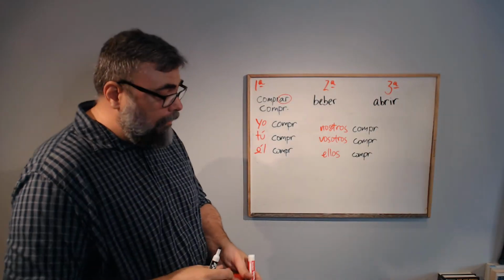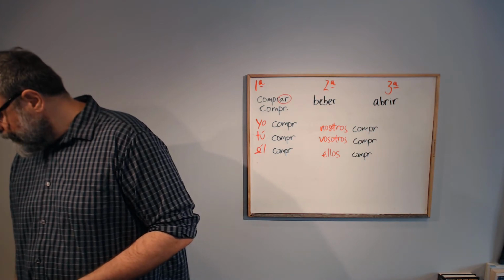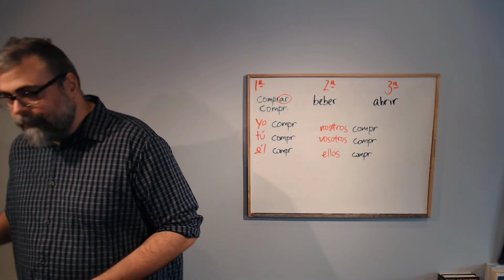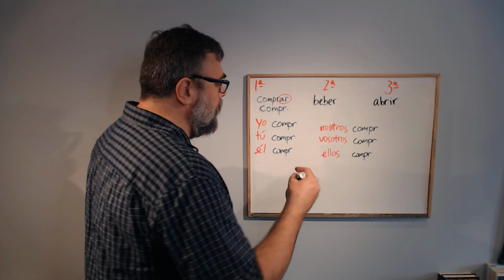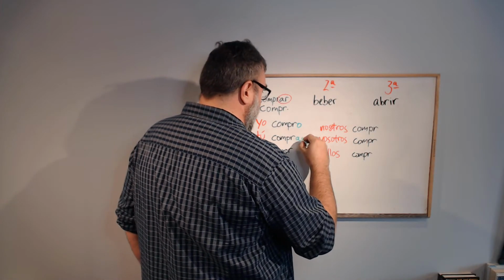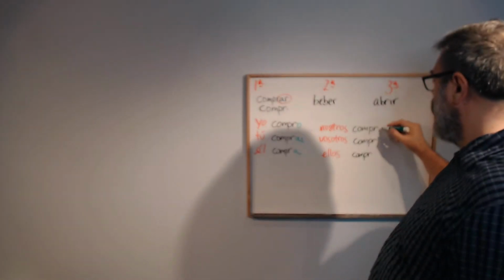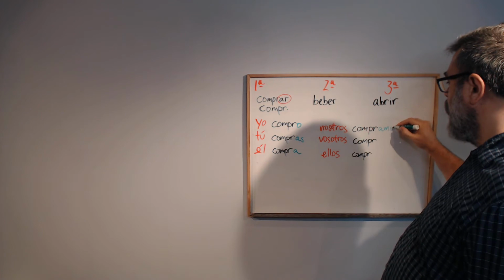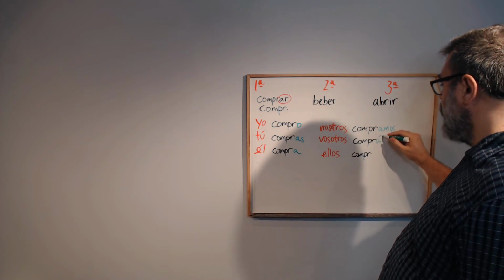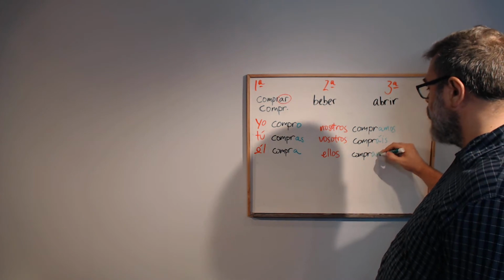Okay, so now what we need to do is just add those endings. So let's do that. Yo compro. Tú compras. Él compra. Nosotros compramos. Vosotros compráis, with an accent. Ellos compran. Okay.